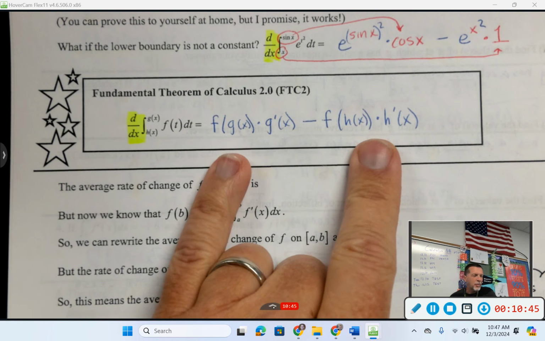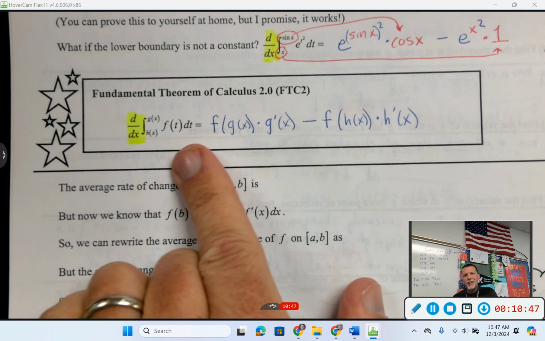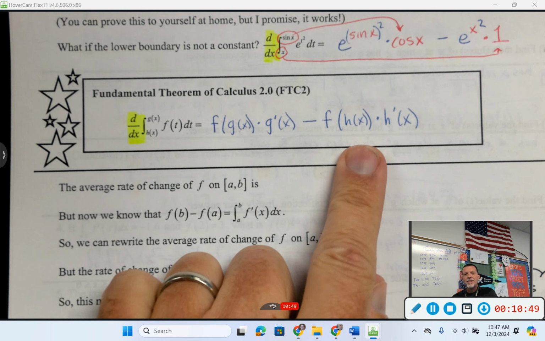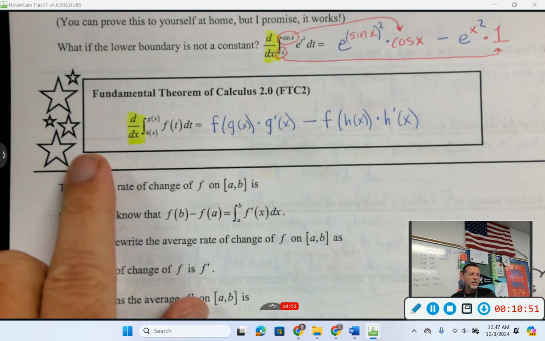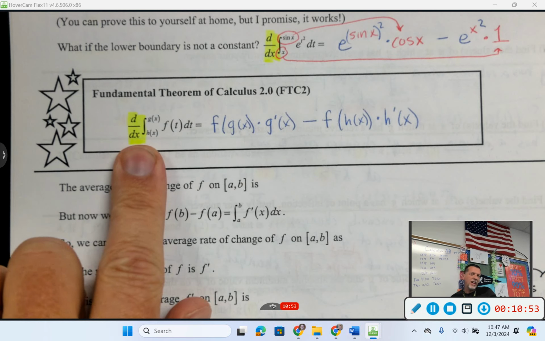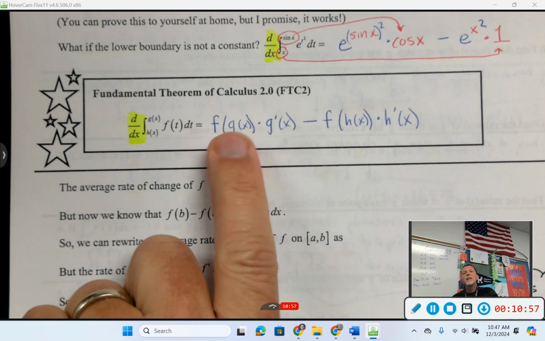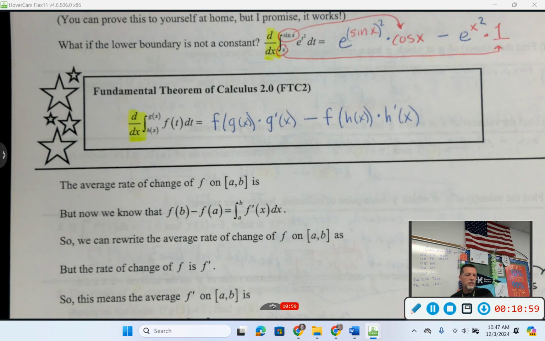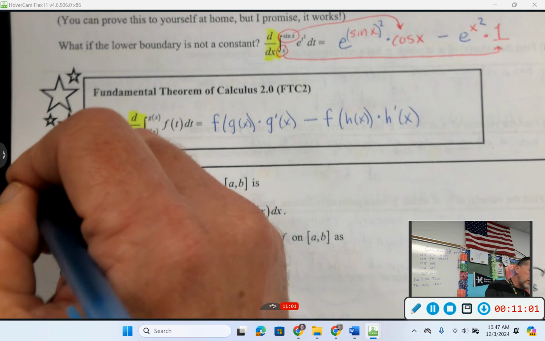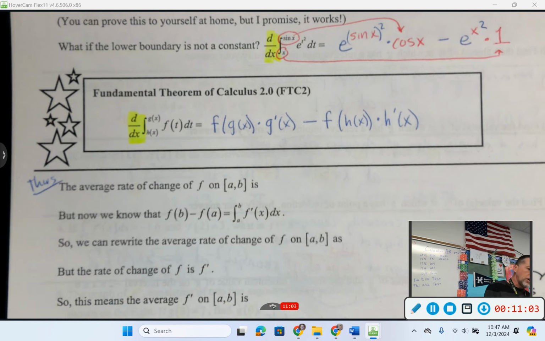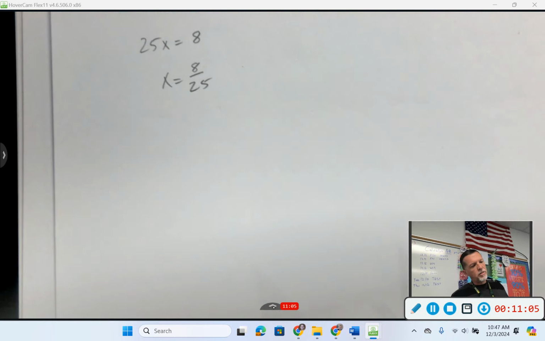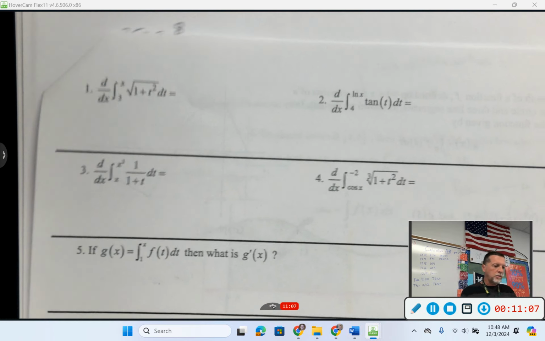I mean, yes, it's boxed and starred, but I don't know that I memorized that. Instead, I learned the concept of derivative of antiderivative cancels each other out, plug in top minus plug in bottom. Don't forget the chain rule. Average rate of change is going to wait till Thursday, so we're going to hold off on that. So fast forward to some example problems here.